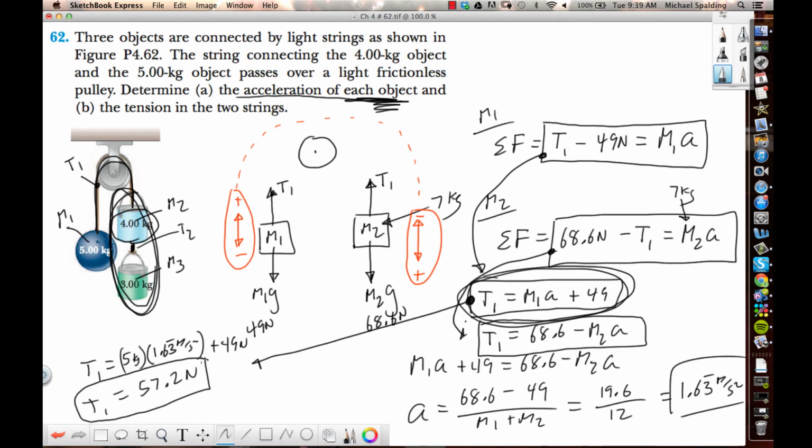Okay? So there's only one thing left to find. What's the one thing left to find? T2. The tension in the rope connecting the 4 kilogram and the 3 kilogram bucket. Okay, so I'm gonna clear the page. Can I clear it?